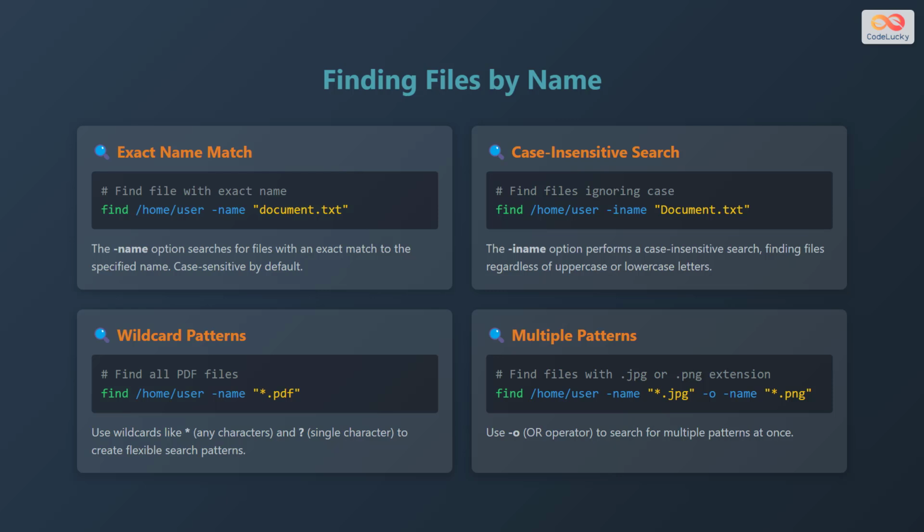You can also use wildcards to create flexible search patterns. For instance, find /home/username -name "*.pdf" will find all files with the .pdf extension. The asterisk represents any characters. To search for multiple patterns, you can use the -o option, which stands for OR. For example, find /home/username -name "*.jpg" -o -name "*.png" will find all files with either the .jpg or .png extension.